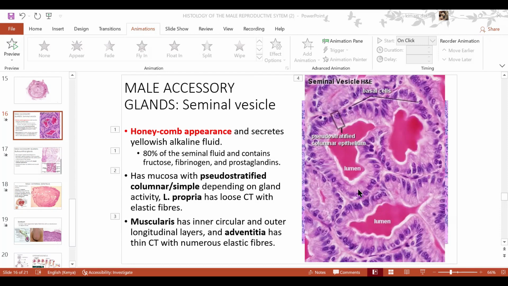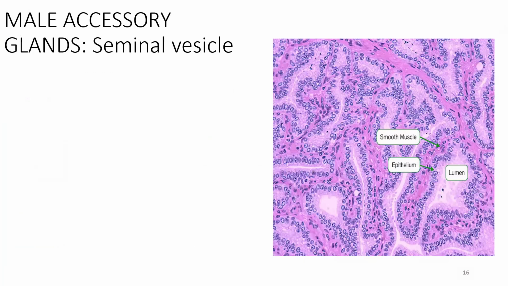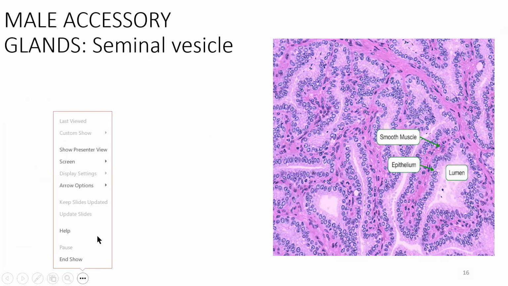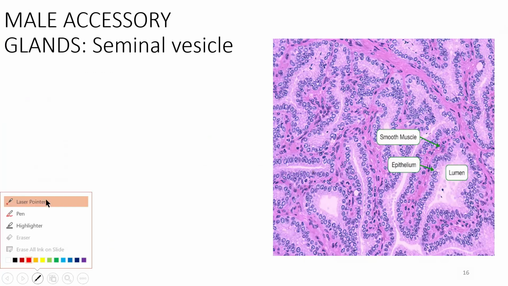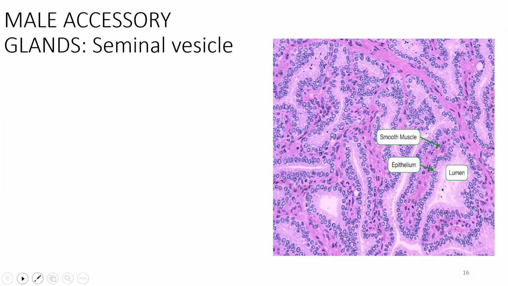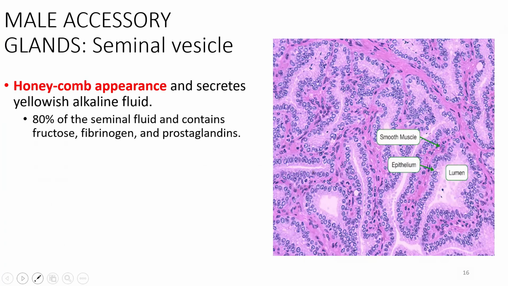Yes, so welcome back once again. We can appreciate that here we are looking at the male accessory seminal vesicles. In the seminal vesicles, its histological organization is important. Why is it important? Because of its secretions and how it looks. Ideally, it has a honeycomb appearance. So this is a honeycomb appearance also of the lumen.